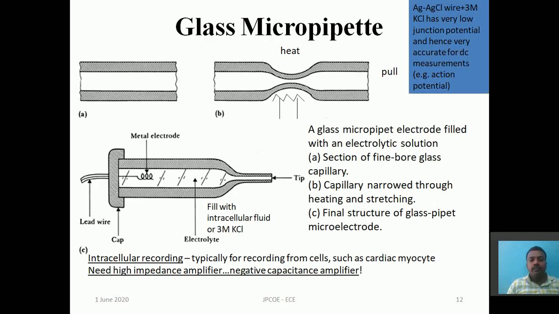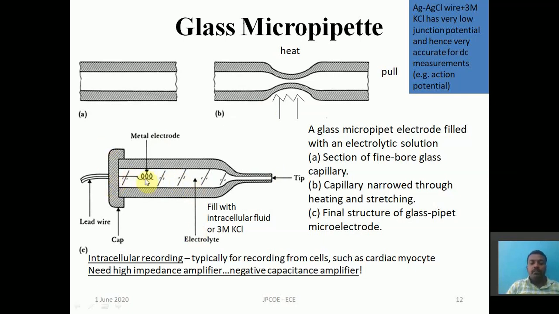Next, the glass micropipette. This is the third type of microelectrode, and here we are going to see how the glass micropipette is made. This is a glass micropipette electrode, and this is the tip of the electrode. Inside we have a capillary, and this empty space is filled by electrolyte gel. Here we have a gap.